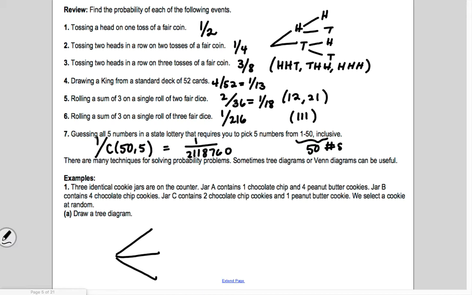So I think the first thing is I'm picking between the jars, right? So I think I would say my first choice is I'm either getting A, B, or C. What's the probability that I would choose jar A? 1/3, right? So if you want to put these little probabilities on the branches, you can. Now with jar A, I have chocolate chip and I have peanut butter. And for jar B, I have chocolate chip. And for jar C, I have chocolate chip and peanut butter.